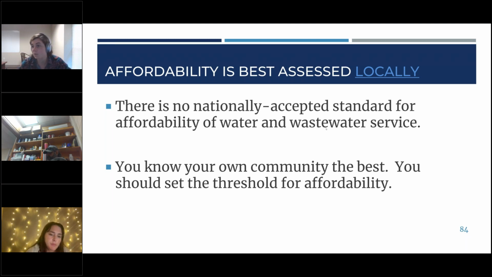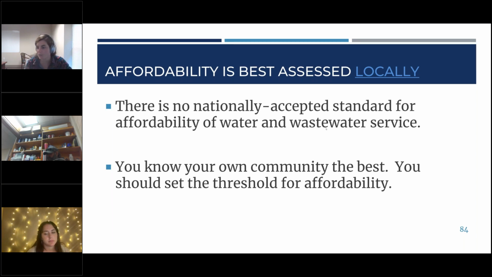We also have a tool that allows you to pull in census data, basically household income data for your community, and then also put in your average bill at 4,000 gallons a month or whatever it may be, and look at what the burden is to the different folks who live within your community. And that's again something that we could assist with if folks were interested.